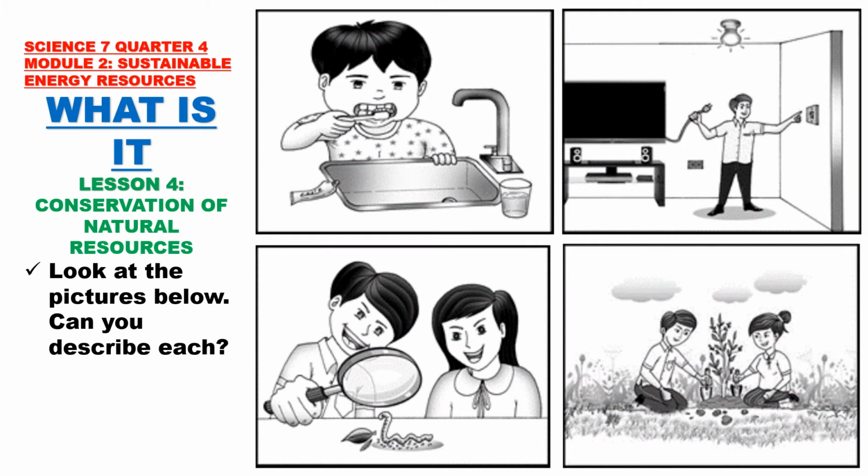Lesson 4. Conservation of natural resources. Look at the pictures below. Can you describe each? So for the first picture, turning off the tap when brushing your teeth. Picture 2, turning the appliances and lights off when not using them. Picture 3, playing with a worm. And picture number 4, planting a tree. Which action shows conservation of natural resources?